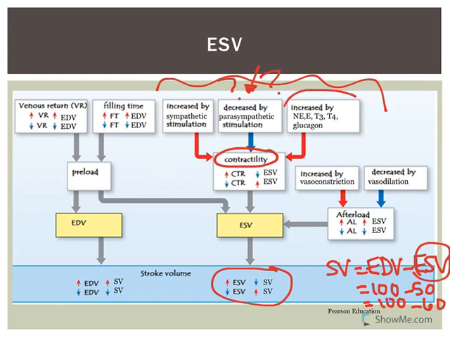Another thing we had mentioned is hormones. I had mentioned epinephrine and norepinephrine from the adrenal medulla, and your thyroid metabolic hormones, T3 and T4. Here's a new one, glucagon. Glucagon is released by the alpha cells in the pancreas, and its main job was to increase blood glucose levels. How the heck does it affect cardiac contractility?